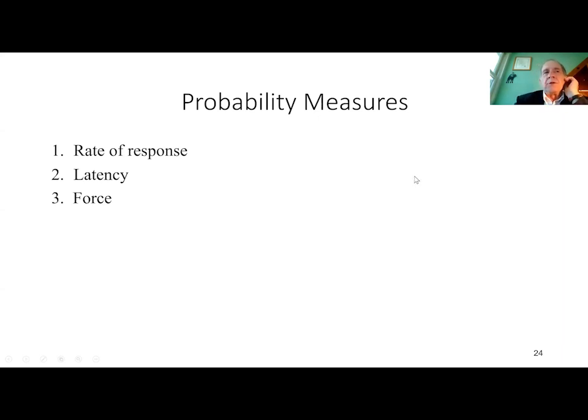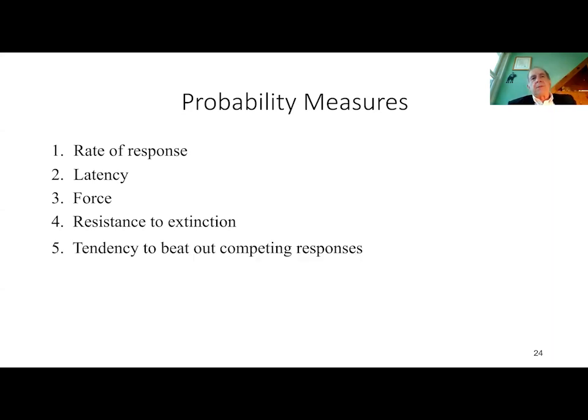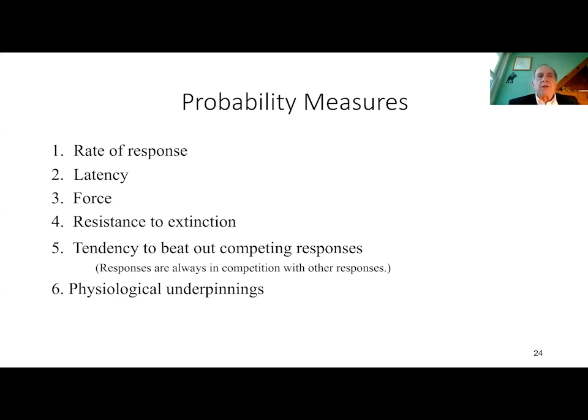Latency, how quickly we respond. To Alex Trebek, we respond as fast as we can because we're trying to beat out the other two people. The force of the response, how loudly we shout it. Its resistance to extinction, its tendency to beat out competing responses, again, large, big, bulky, huge, massive, and so on. Its tendency to win in the face of competition. These are all examples of probability measures that are available to us as behavior analysts.